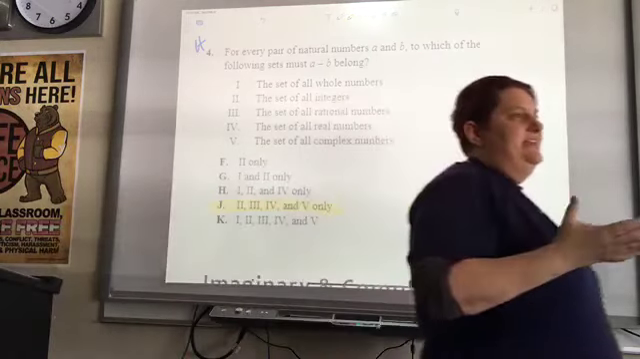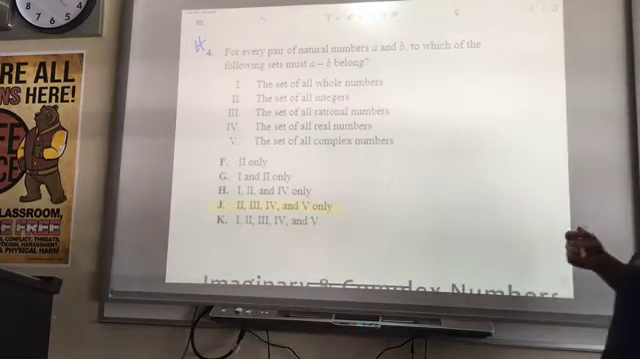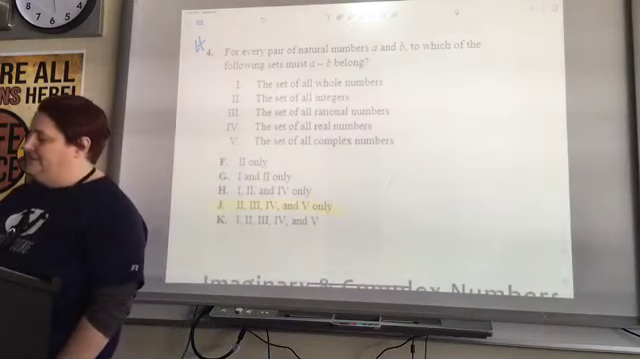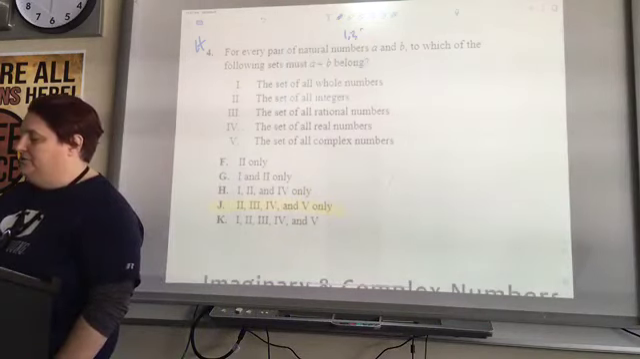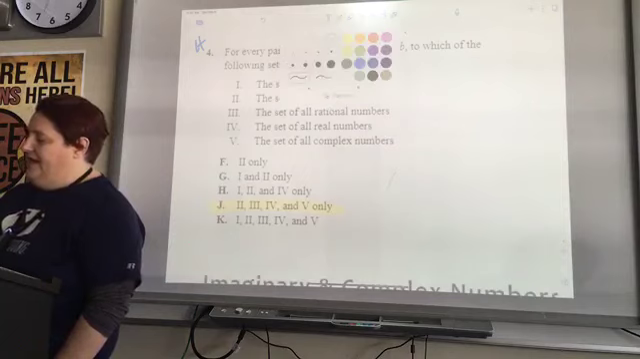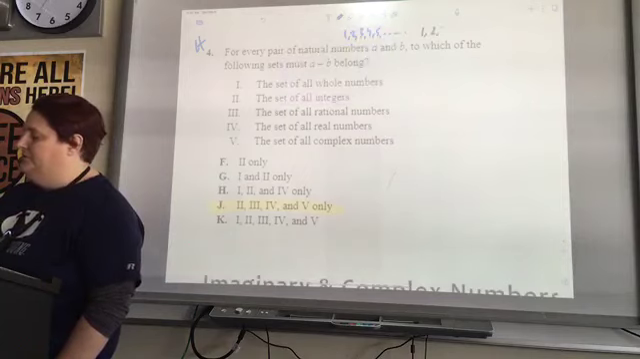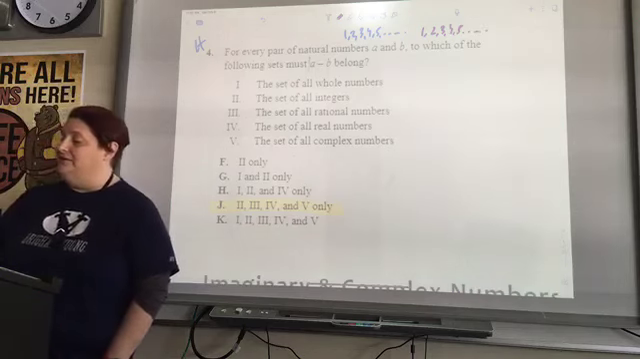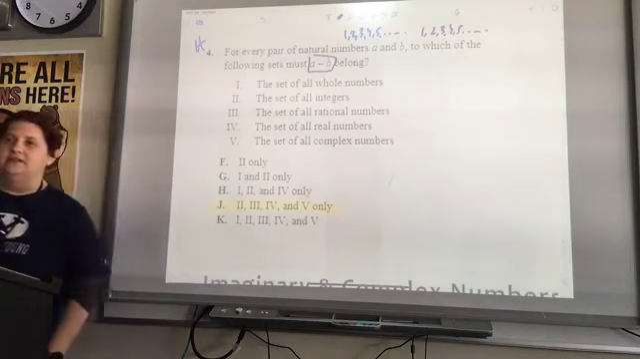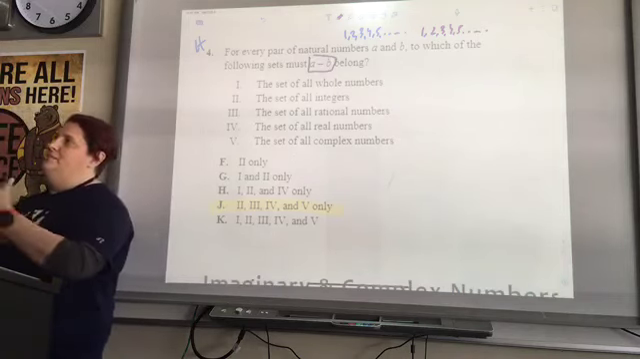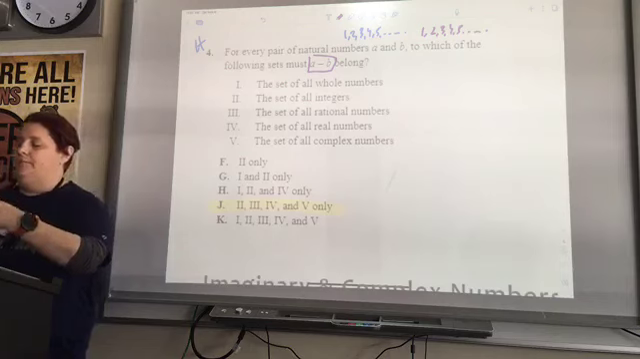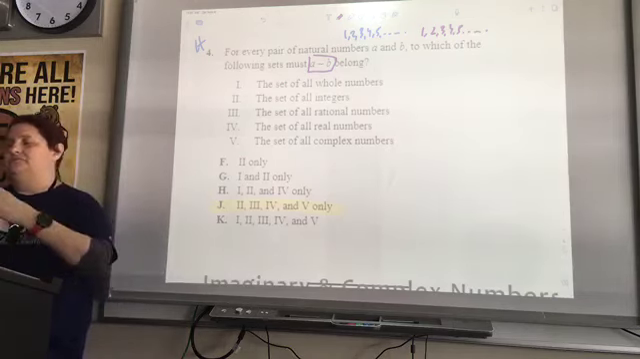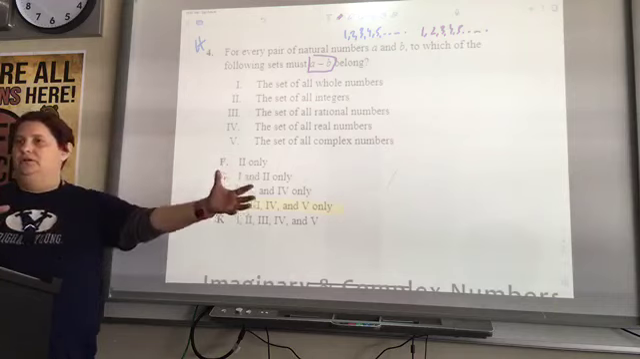Pair of natural numbers. Okay, so let's talk about this. For every pair of natural numbers, A and B, what does that tell me? Well, that means that A is 1, 2, 3, 4, 5, and so on, and B is 1, 2, 3, 4, 5, and so on. I'm subtracting those. This is something called number theory. It's kind of fun. You could prove that numbers are closed on the operation of subtraction, because if I subtract two natural numbers, I can get an integer.